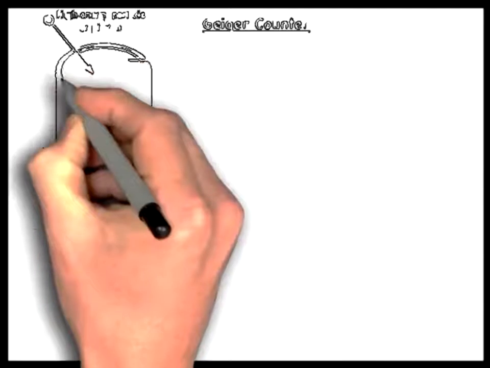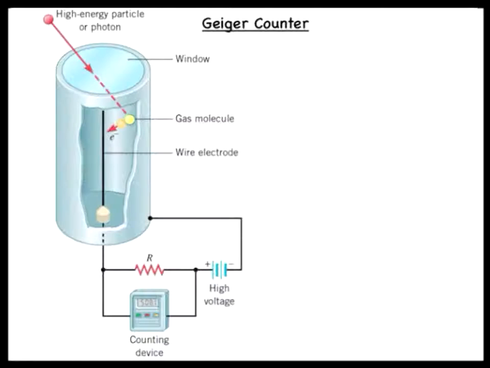The Geiger counter consists of a gas-filled metal cylinder. The alpha, beta, and gamma rays enter the cylinder through a thin window at one end. Because of their higher energy, gamma rays can also penetrate directly through the metal. A wire electrode runs along the center of the tube and is kept at a high positive voltage, around 1000 to 3000 volts, relative to the outer cylinder.